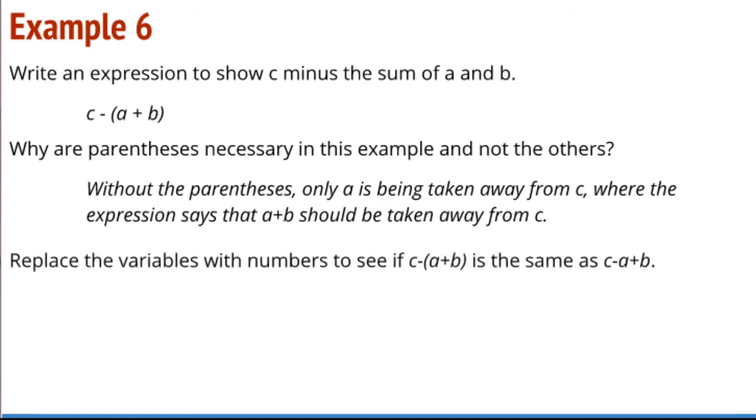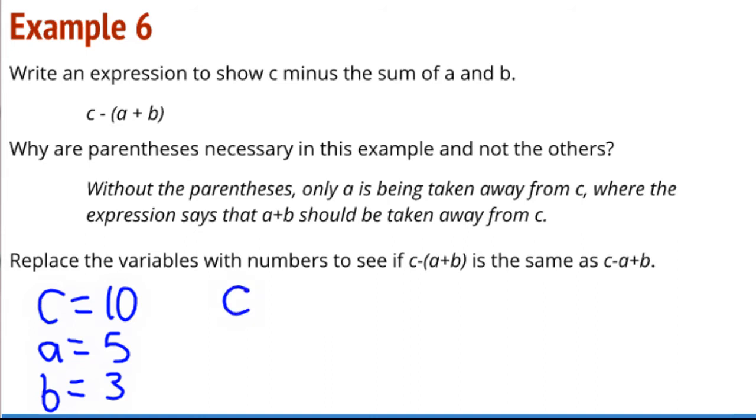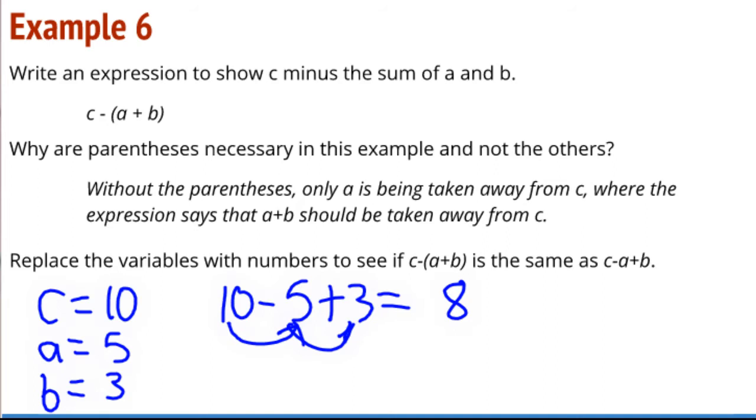So replace the variables with numbers to see if C minus A plus B is the same as C minus (A plus B). So we're going to do some substitution here. I'm going to have C be 10, and I'll have A be 5, and I'm going to have B be a 3 for us. So I've got C, which is my 10, minus A, which is 5, plus B, which is 3. And 10 minus 5 is 5, plus 3 simplifies to be 8.